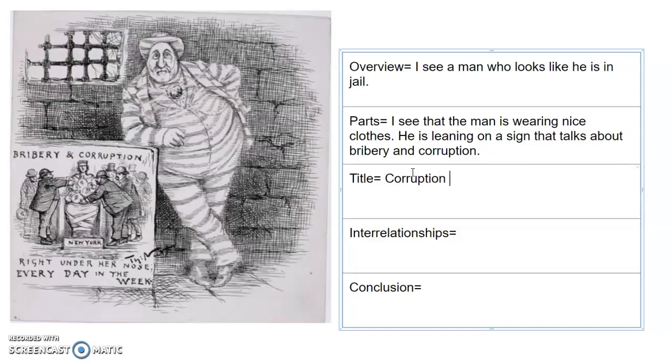Corruption Looks Like, let me capitalize this, Wealth. Okay, corruption looks like wealth.